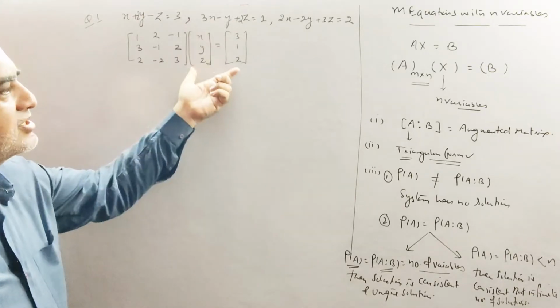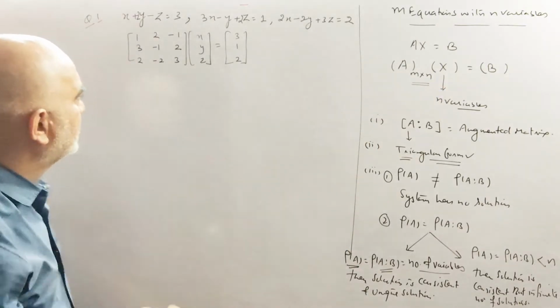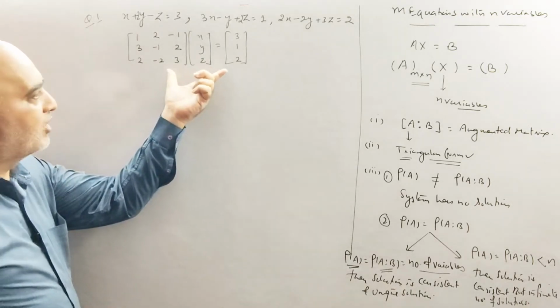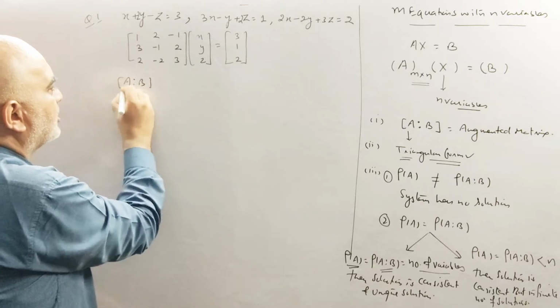And we are converting the system into the form Ax = B, which we have already told. And after writing this system in Ax = B format, we have to write the augmented matrix. How can we write the augmented matrix?